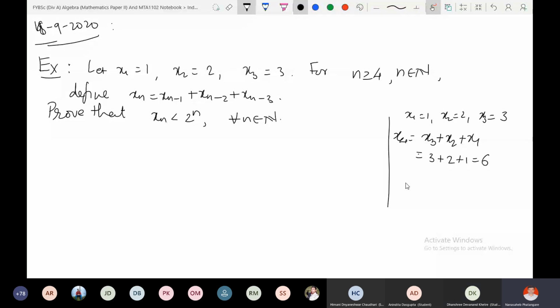Similarly, can you find x5? Certainly you can find x5. So what is x5? x5 is equal to x4 plus x3 plus x2, that is 6 plus 3 plus 2, that is 11. And in this way you can calculate. So consecutively you can calculate x6, x7, x8, x9 and so on, and you can calculate xn for all natural numbers, right?